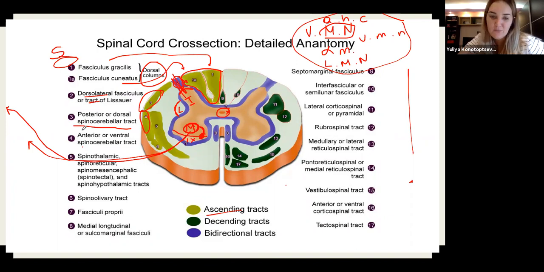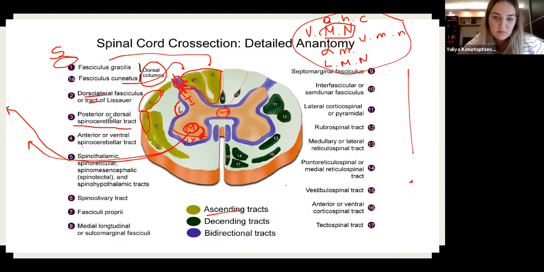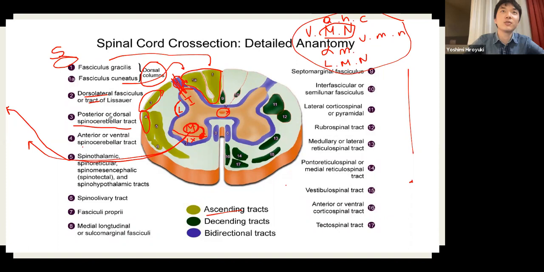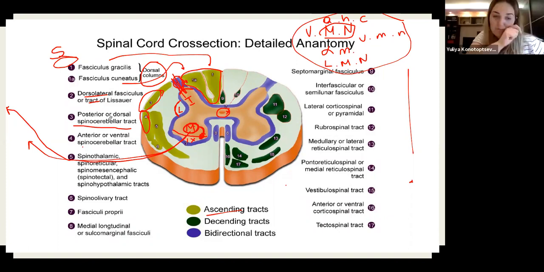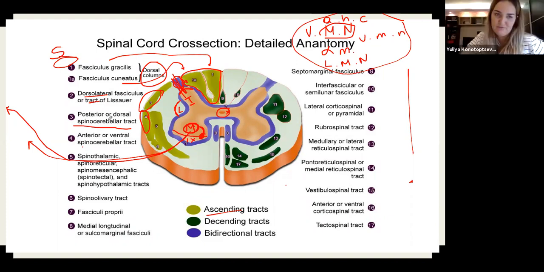Where are we sending information to? Spinocerebellar, so cerebellum. And what do you think is the job of cerebellum? Control of motor. Motor, okay. Somebody said it. You can say this one word. Proprioception. Perfect. Proprioception. The job of the cerebellum is proprioception.